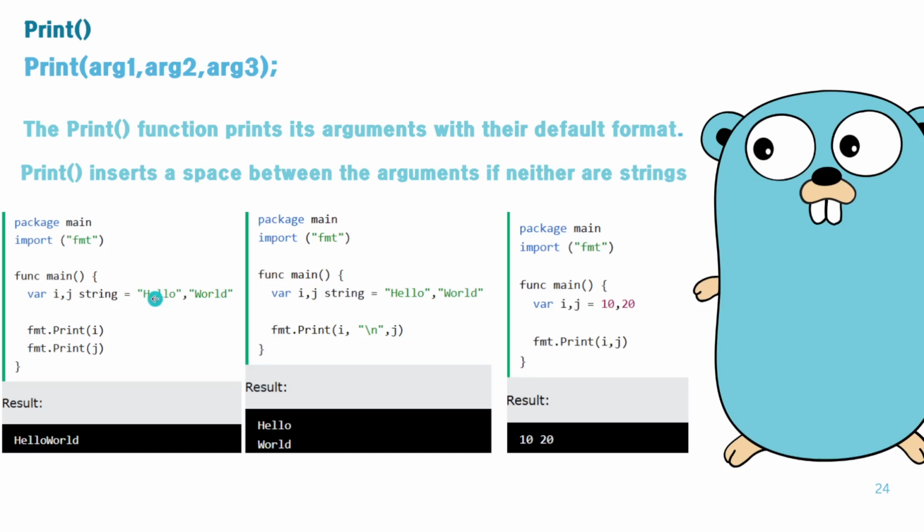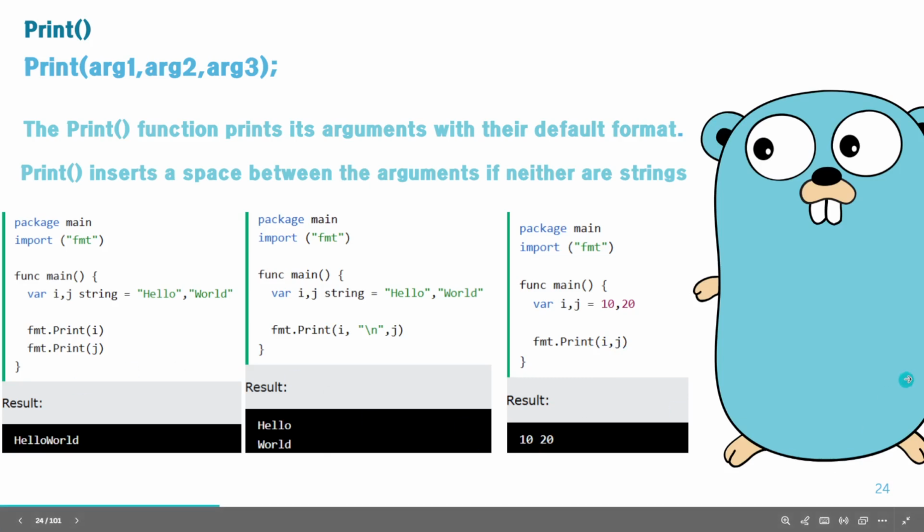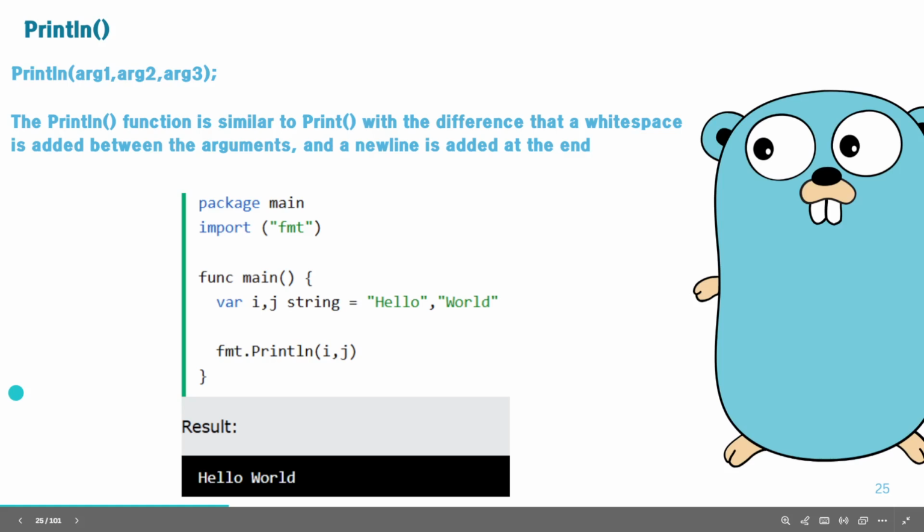So first, if both the arguments are strings here, print i and print j, then in this case you see there is no space between them. And other than that, we can add a new line by just inserting the \n. Then another thing is, if the arguments that we have passed to print are non-string, then they will have a default space between them. Next is println.